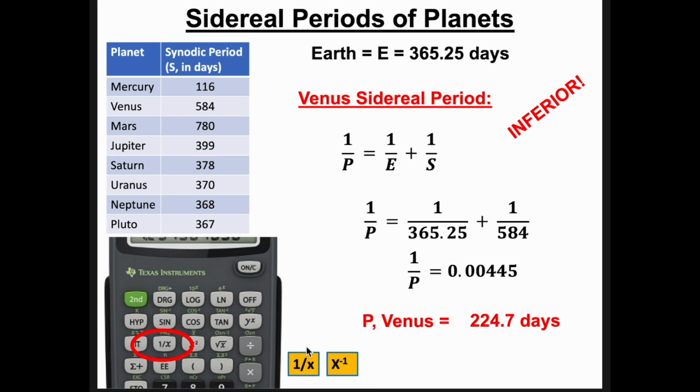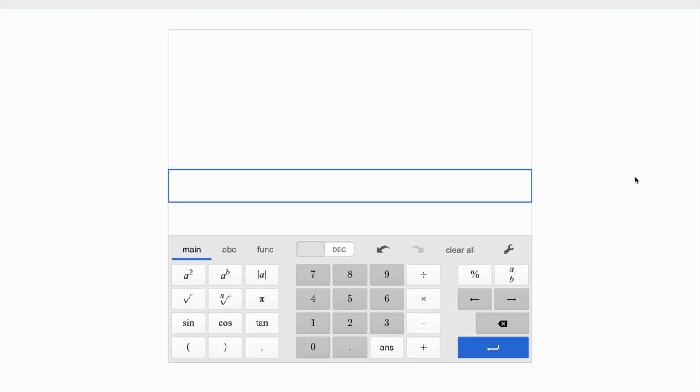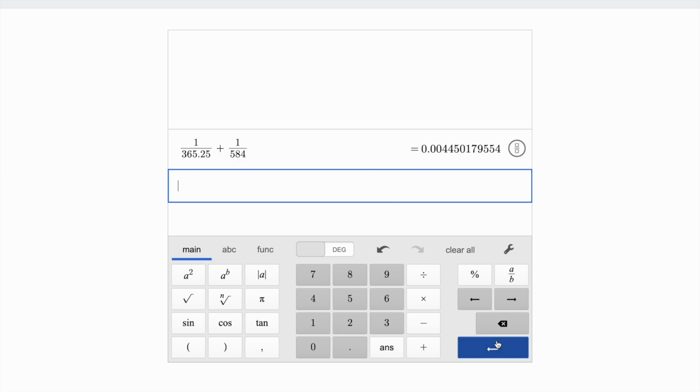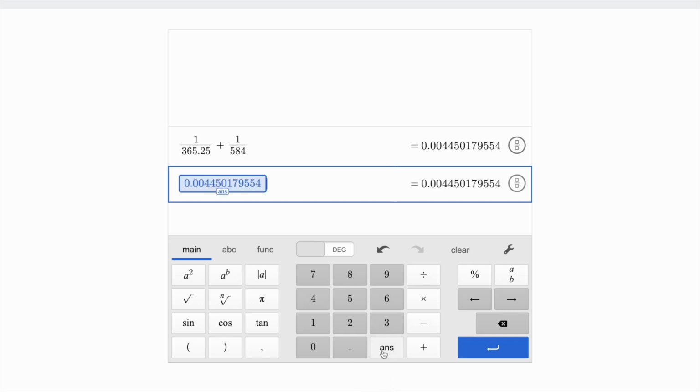If you're using Desmos, it's not going to be so simple. There's unfortunately not a button here, so let's take a look at how we do that. Let's try this on Desmos real quick. If we have 1 over 365.25 plus 1 over 584, notice that gives us our 0.00445. So I can always click enter and then click answer. Click this button to raise it to the negative first power, and there's my answer, 224.7 days.